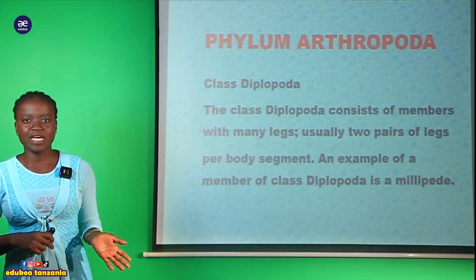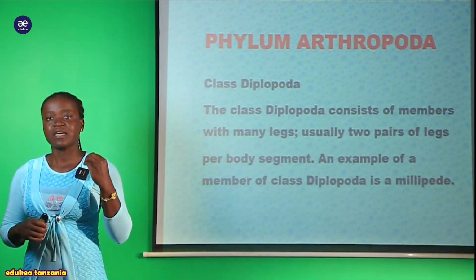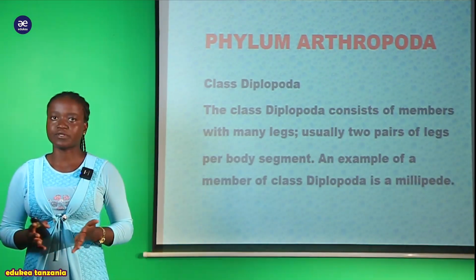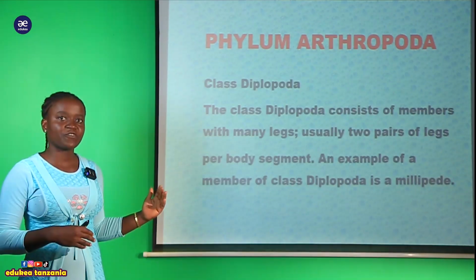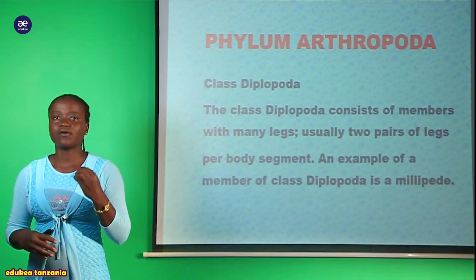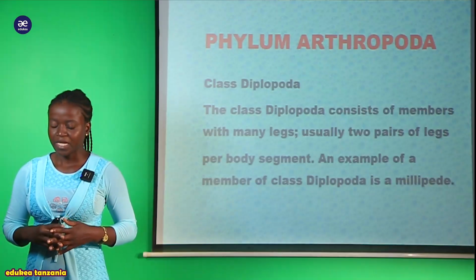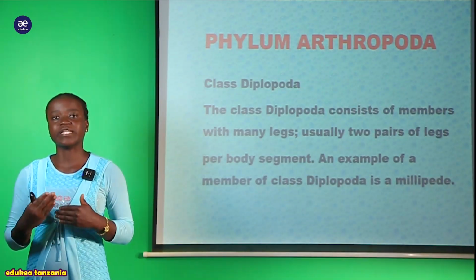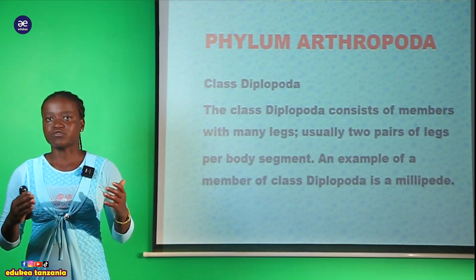And a good example, my student, of an organism found in this class called Diplopoda is the millipede. So here we are going to talk about the millipede in general. I hope you are familiar with the millipede, because you have already learned it at O level. In Form 4 you studied this Diplopoda. So here we are going to proceed looking further. We'll be going deeper, seeing the structure of this Diplopoda and so on.